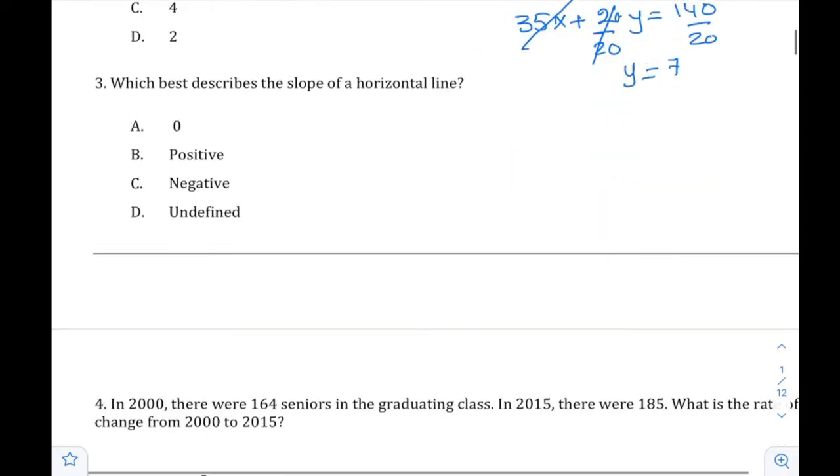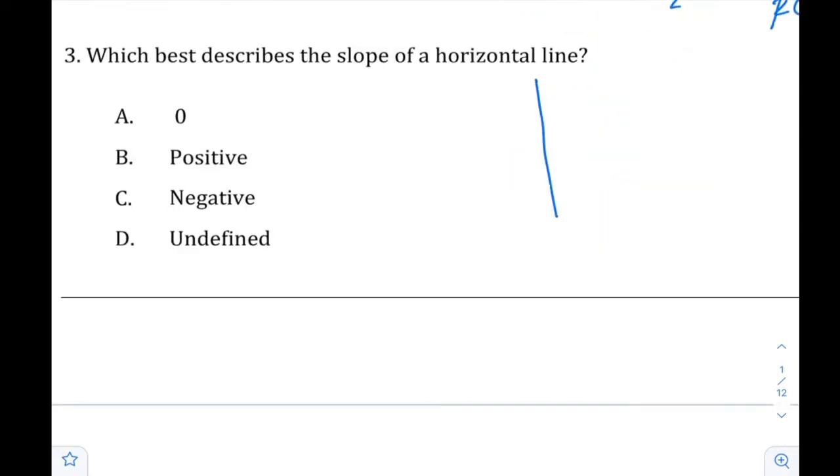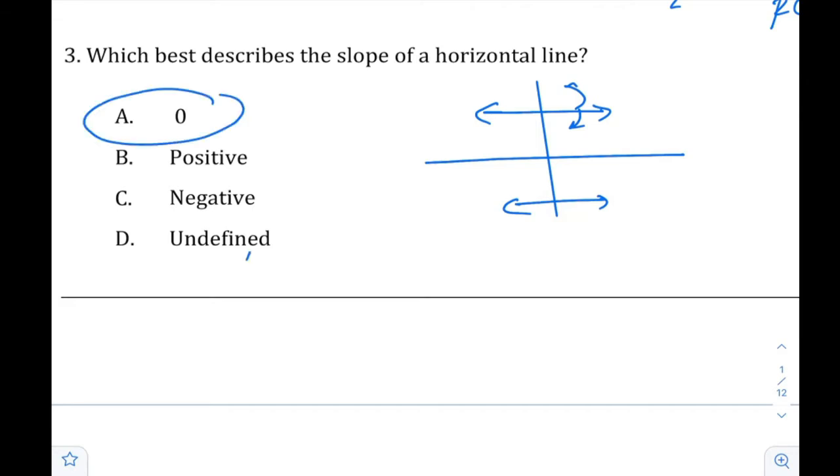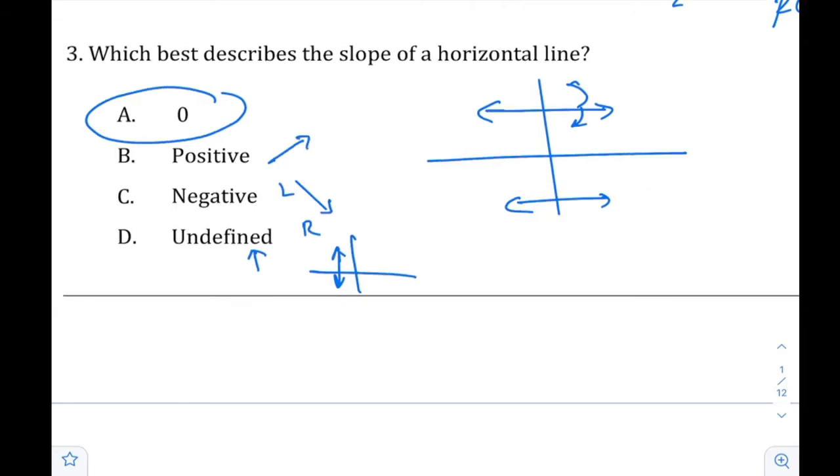Which best describes the slope of a horizontal line? Horizontal line, الخط الأفقي, which can be looking like this or like this. Of course, here there is no slope because there is no change in the y. That means the slope is 0. While this undefined means it is for vertical line. It looks like that. Negative slope from left to right going down. Positive slope from left to right going up, increasing. So our answer here is the 0, of course.